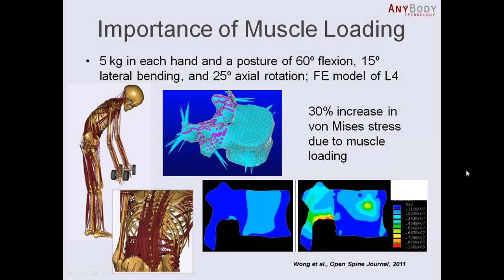When comparing muscle loading to the case where reaction forces were simply taken from AnyBody and applied to the superior and inferior end plates of the vertebral body, the stresses computed from the muscle-loaded case were found to be up to 30% greater. And this result highlights the importance of realistic muscle loading for understanding tissue-level stresses in the spine, and that really that's true throughout the skeleton.